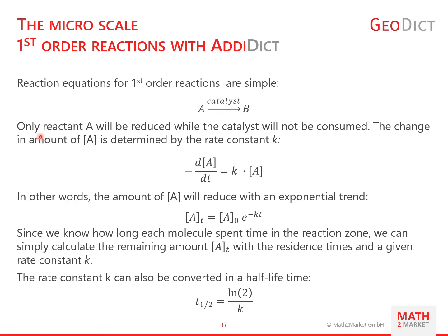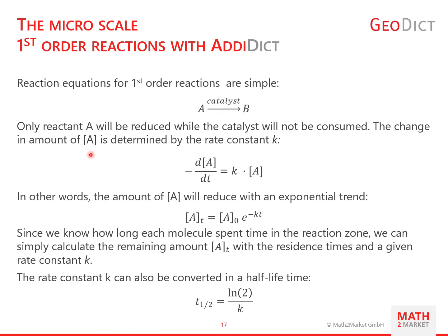Now we have reached our complicated slides. I will show you how we describe first order reactions with GeoDict. We assume a reaction of first order in our catalyst layers, and this is not the case in reality, but we can assume it for our simple reaction here. What happens is we have species A, which is simply reacting to product B while near the catalyst. So only reactant A will be reduced, while the catalyst will not be consumed. The catalyst will stay the same as before.